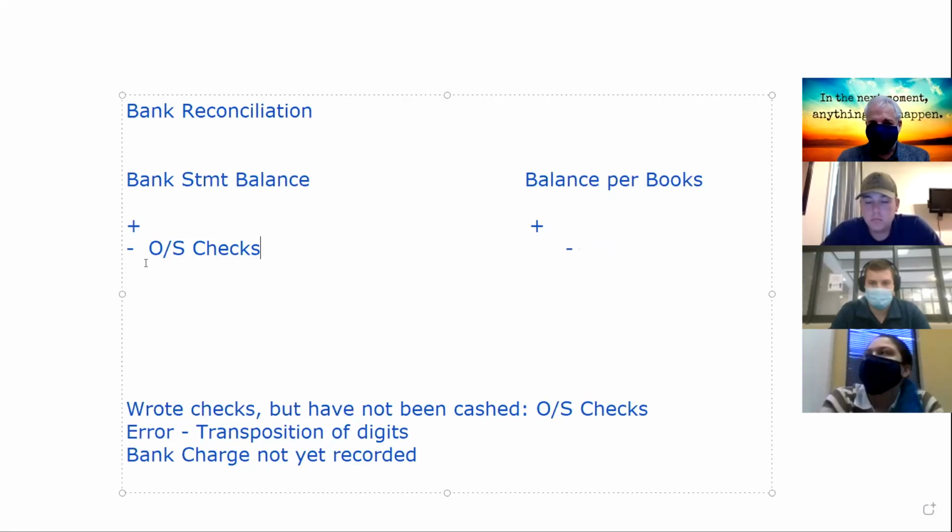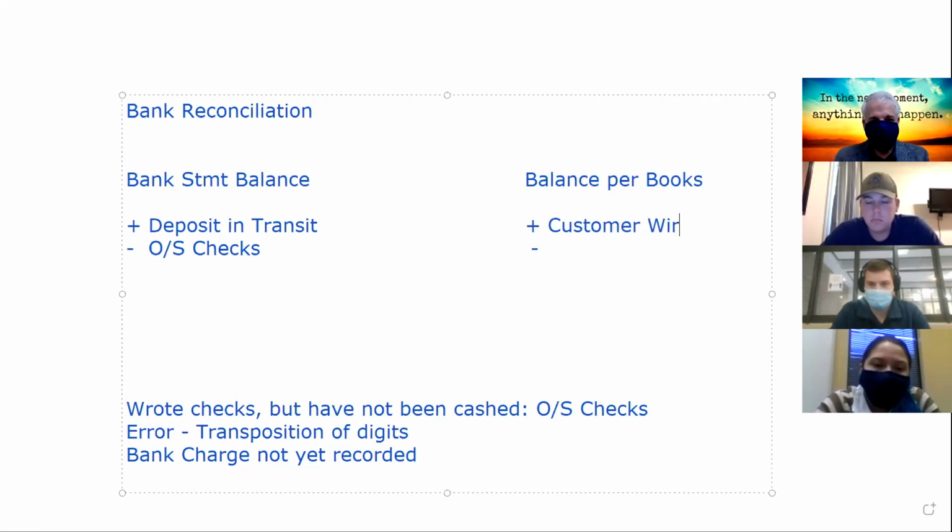You might have a deposit in transit. You recorded the deposit, but the bank hasn't recorded it yet. Or the bank got a receipt, a customer wire, but you don't know about it. You just know the bank knows about it. Or there may be bank charges that have to adjust. But bottom line, you're going to get to a proper balance.